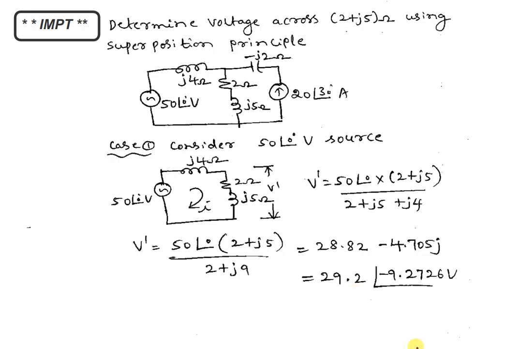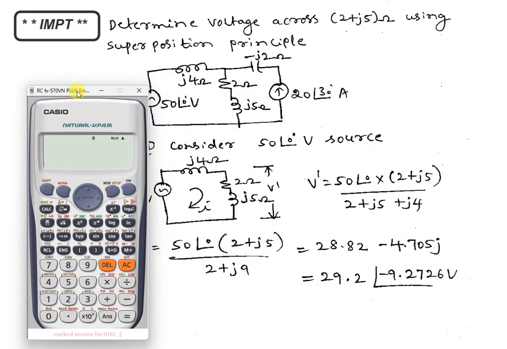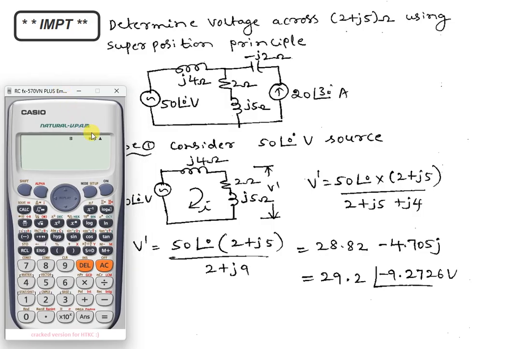So how to do this using calculator? You open a calculator, I'll do it now. First, if you want to perform any AC network, you should be in complex mode, and before that you should be in degree. You check whether it is in degree or not. Go to setup, our third option is degree. If D is already displaying, no need to change. If any R is there, that means radian. You have to change it to degree by selecting third option.